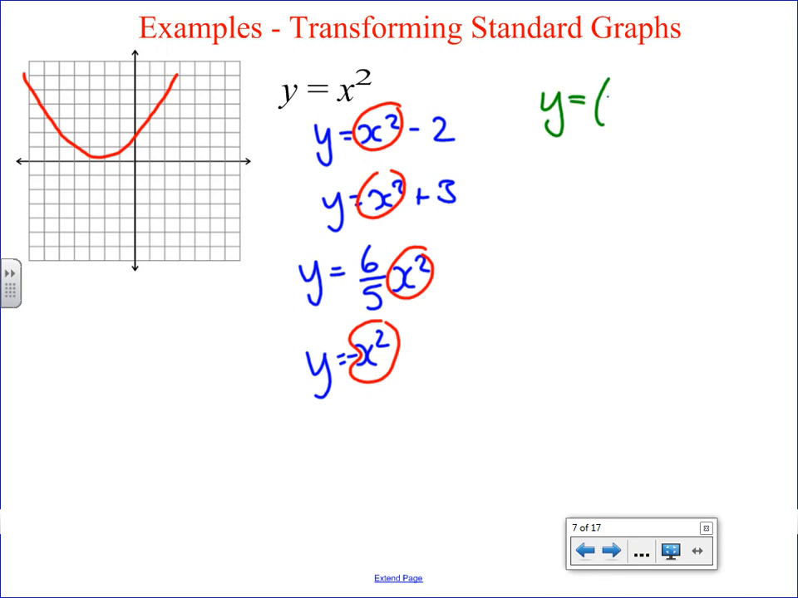Left 2. Perfect. So we've gone inside that x squared now, in with the x, and done the opposite. So I've moved it left, you're adding on 2. Perfect. So right 3, end up here.